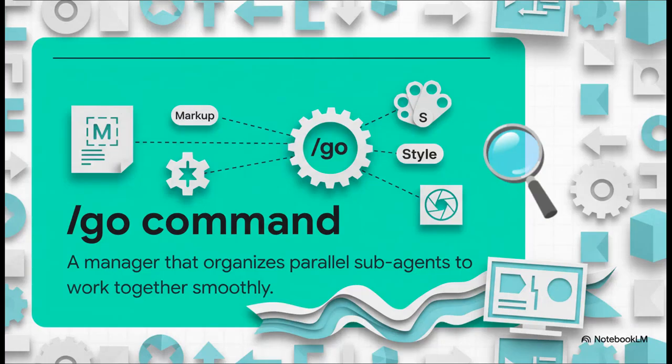The secret sauce holding all of this together is the /go command. Think of this as your intelligent project manager. It ensures that the second the markup agent finishes a layout, the style agent knows exactly where to apply the brand colors, and the image agent knows right where to inject the photos. It keeps all these parallel agents perfectly organized, blending their work into one cohesive product without breaking a sweat.